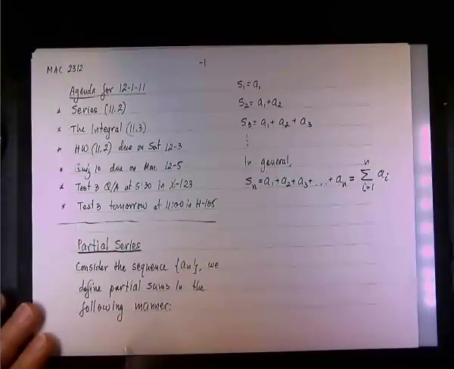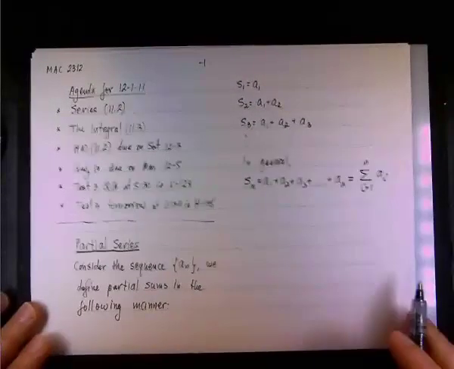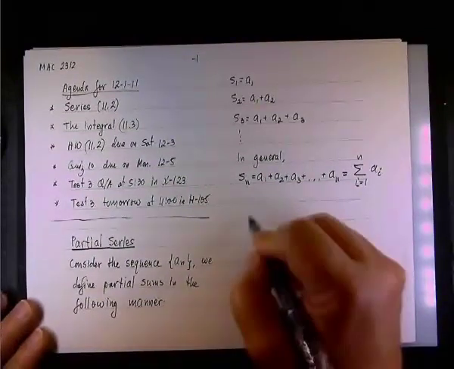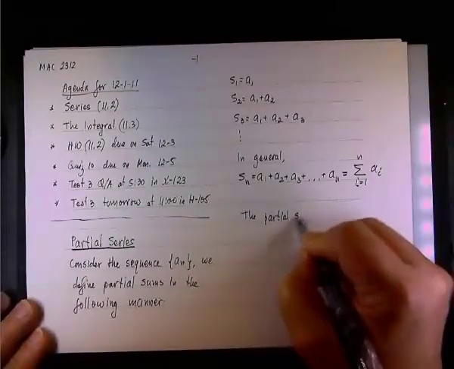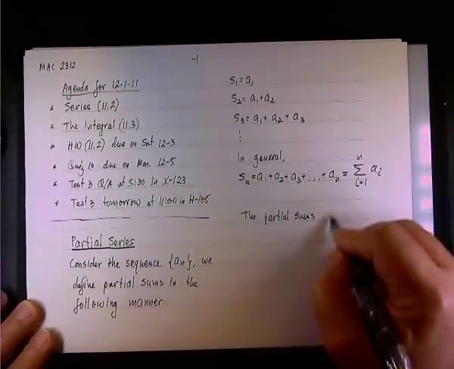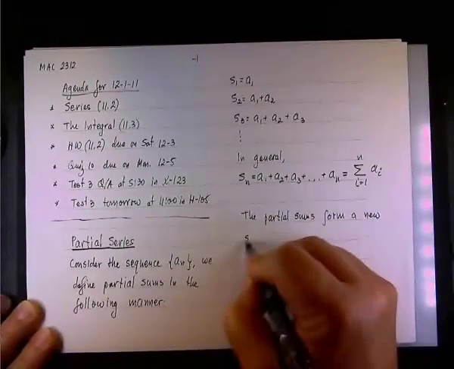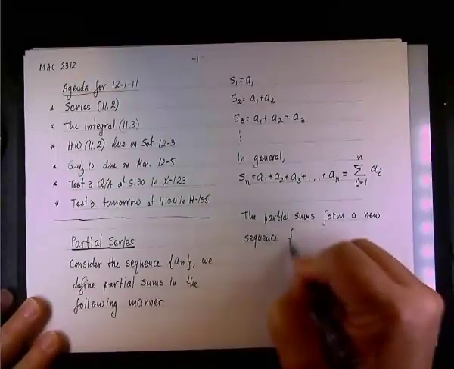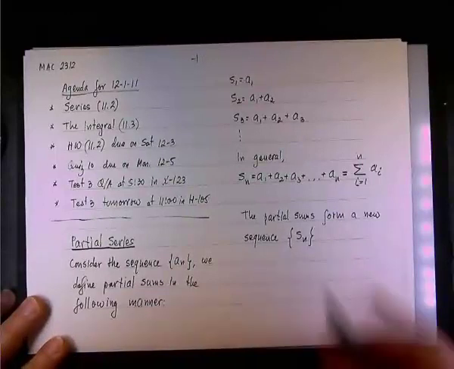We have a series like that, and if you look at this S1, S2, S3, all the way to S sub n, we created a new sequence. Okay, so we can write that the partial sums form a new sequence. And we'll call this sequence S sub n. So we'll put it in curly brackets, like so.